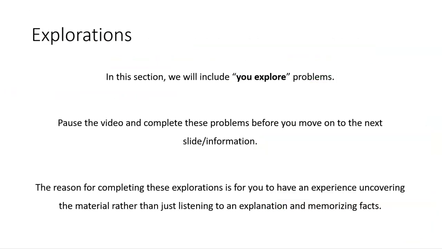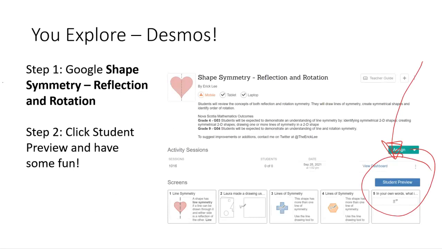This exploration here is really fun. It's another Desmos one, and in this one you're going to see how to make some drawings. Google "shape symmetry, reflection and rotation." Make sure when you do that, you end up with a page that looks like this. Then go down to student preview and have some fun. Go through them, try your best, watch the videos. It's pretty cool. And then when you come back, we'll do some more examples.